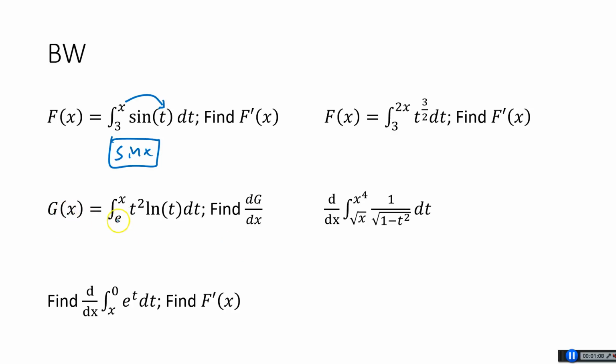The next one, we're looking for dg dx. So g of x is the integral from e to x. Again, e is just a constant, of t squared ln t dt. So we just take the x and we dump it in everywhere we see a t. That's it. x squared ln of x. That's it.